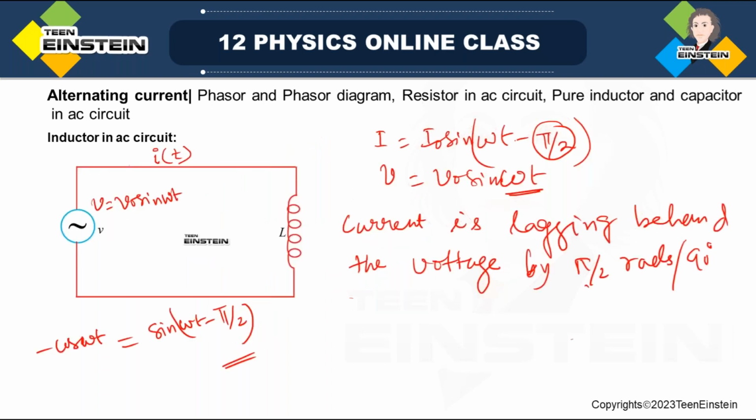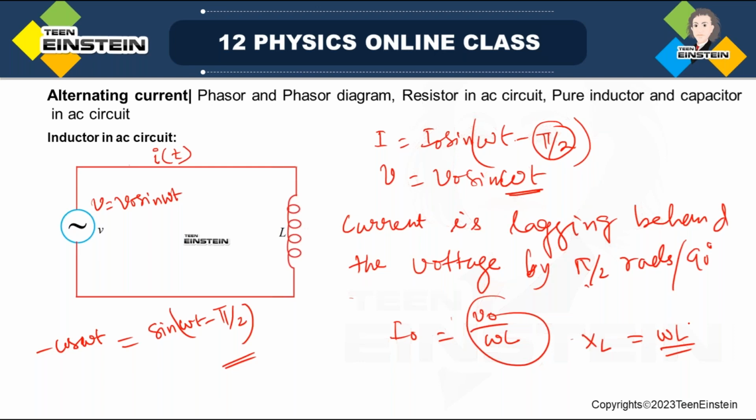Well, let's see here, one term I just forgot to tell you. See this current I had shown, right? The maximum current I0 was given as V0 by omega L. So this omega into L has a dimension, and this is called XL. This is omega into L. This is called inductive reactance.